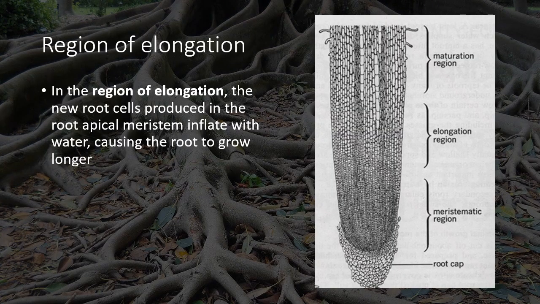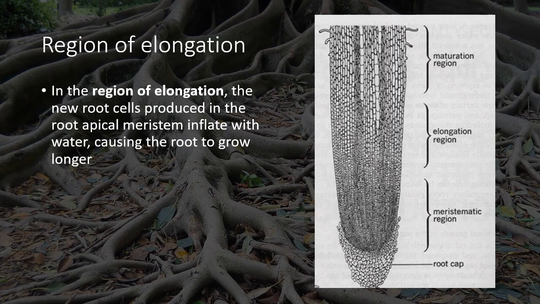Okay. Once new cells have been produced in the meristematic region, the cells in the root apical meristem are constantly dividing. So the constantly dividing cells are always pushing some of the cells farther back into the root. And in this region, which we call the region of elongation, those new cells which were produced by the root apical meristem inflate with water, and that's what causes the root to grow longer.